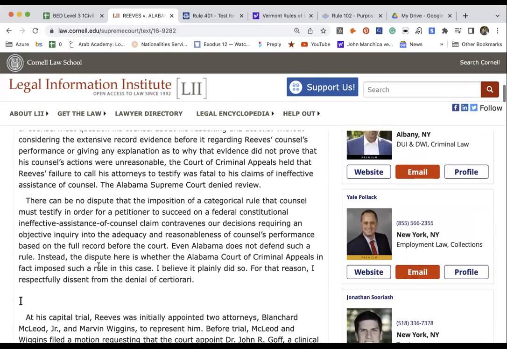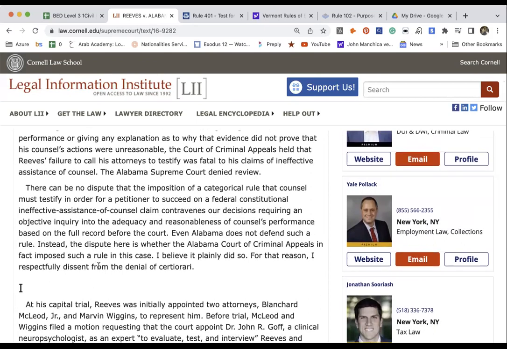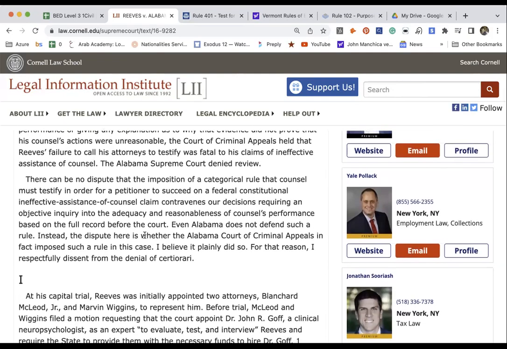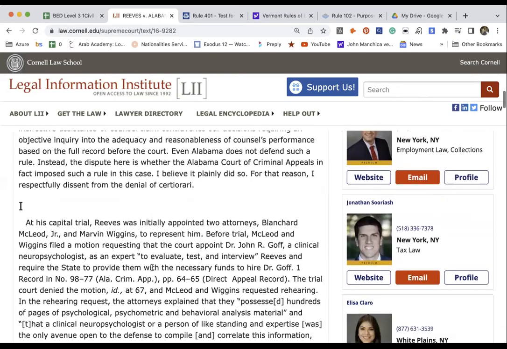There can be no dispute that the imposition of a categorical rule that counsel must testify in order for a petitioner to succeed on a federal constitutional ineffective assistance of counsel claim contravenes our decision regarding an objective inquiry into the adequacy and reasonableness of counsel's performance based on the full record before the court. Even Alabama does not defend such a rule. Instead, the dispute here is whether the Alabama Court of Criminal Appeals, in fact, imposed such a rule in this case. I believe it plainly did. For that reason, I respectfully dissent from the denial.